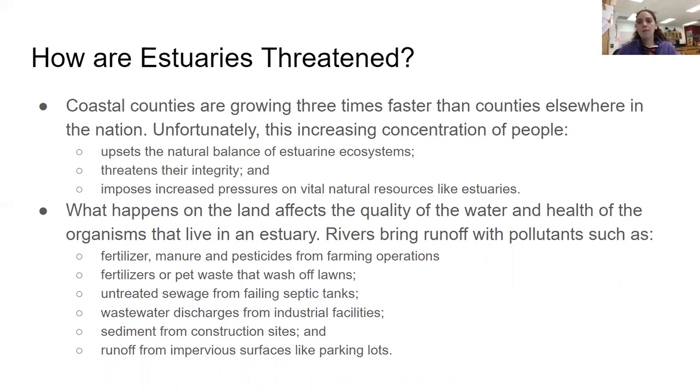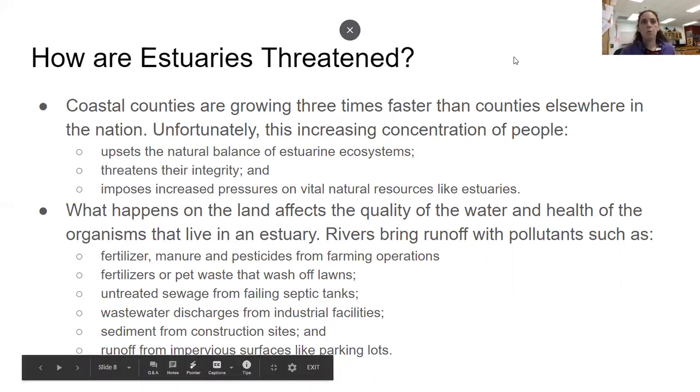And so what happens is we're now going to have more pollution, less estuary, more pollution from the people nearby, also pollution from the river as well.